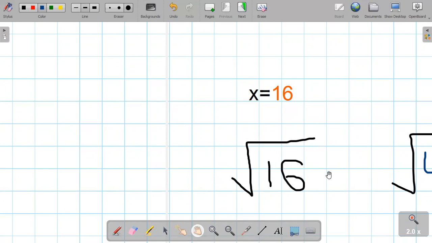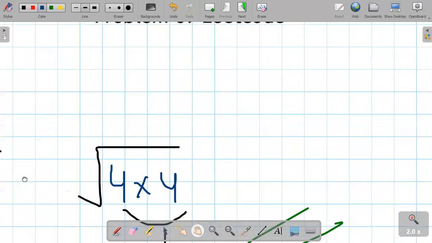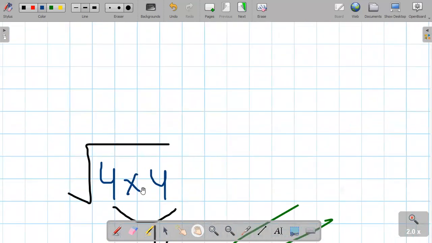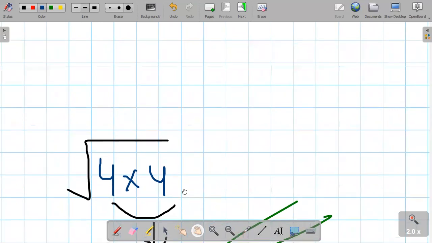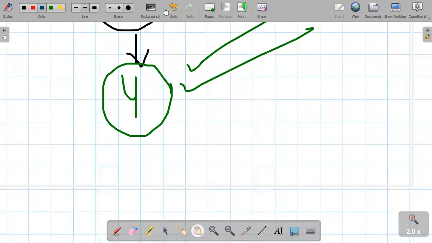It is the square root notation. While finding the value of the square root, first of all we have to convert this 16 into pairs, and after pairing we take out the single digit, and this is the answer. That is how we calculate the square root of a given number. So the answer is 4.